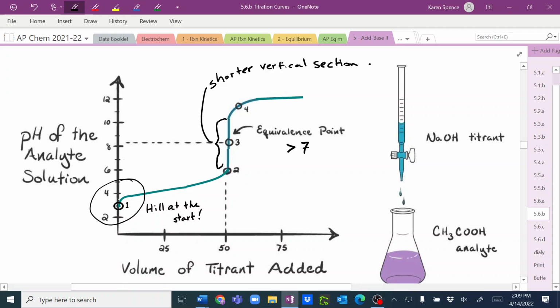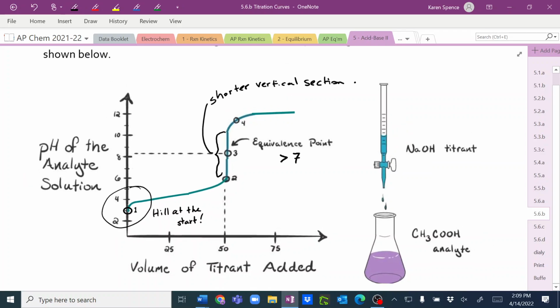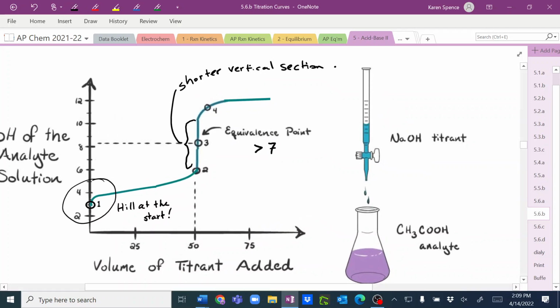Now, these are our substances here. We have NaOH and we have CH3COOH. What do we get as our product when we have neutralized NaOH plus CH3COOH? H2O, NaCH3COO.